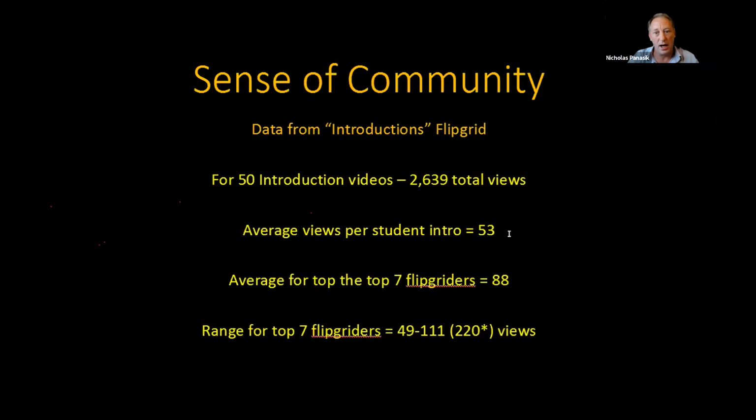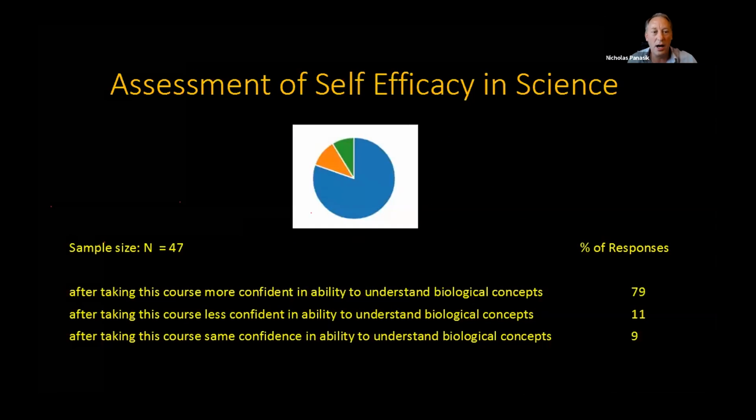So in other words, that's showing us that for those who keep posting their videos, who have several different videos, students are going back and trying to find out more about who that quote unquote teacher is. And the range goes from 49 views for the lowest of the top 7 Flipgridders all the way to 111. There was one that was 220, but that's removed from the data set because that person passed away mid-course. And I think she got a lot of views because it was a nice video.